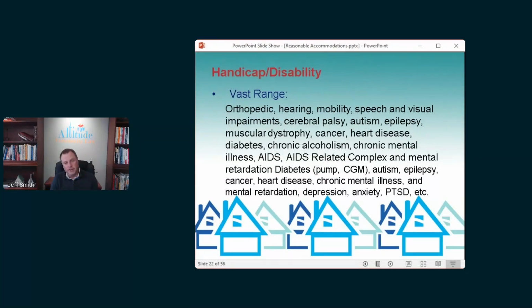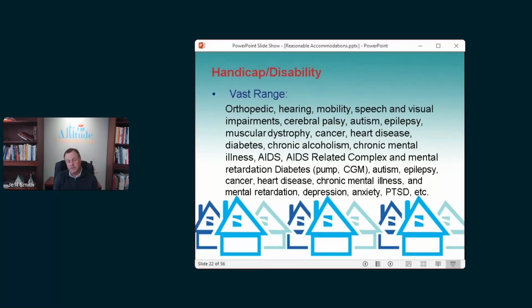Again, handicap disabilities, vast range, could be orthopedic, hearing, mobility, speech and visual, CP, autism, epilepsy. You can read this whole list, but there's a huge range of what can be considered a disability. The range is limited by the fact that the disability must substantially limit one or more life activities. The word substantial precludes impairments that interfere in only a minor way with major life activities. Also, it must be permanent. A temporary impairment does not meet the statutory definition.